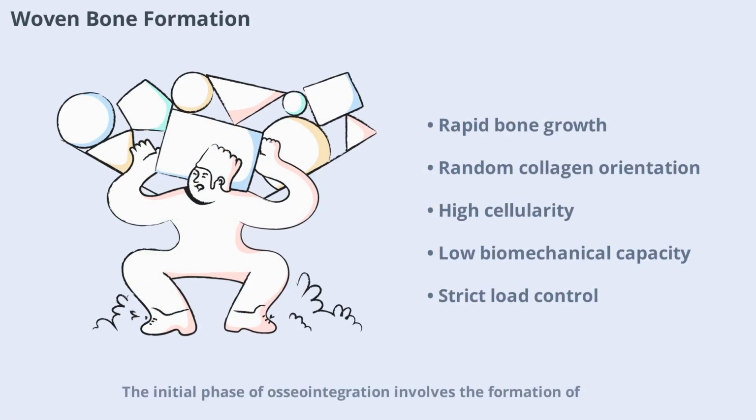The initial phase of osseointegration involves the formation of woven bone in the gap between the implant and bone. Woven bone grows rapidly, up to 100 micrometers per day in all directions. It is characterized by a random orientation of collagen fibrils and high cellularity, but has low biomechanical capacity. During this phase, occlusal load must be strictly controlled to prevent damage and ensure proper maturation.